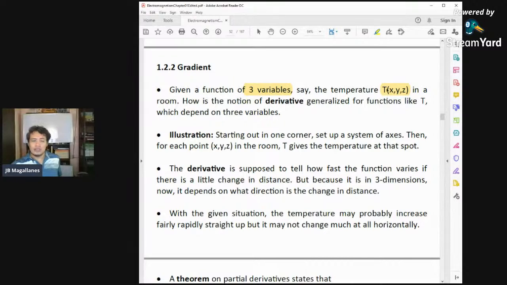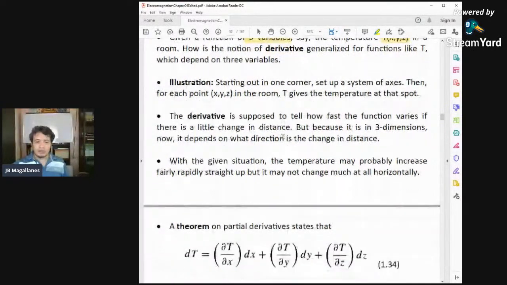So of course, this is a continuous function. So how do we generalize the derivative? Because from one point to another point, you are changing not only x, not only y, or not only z, but all of the 3. So to generalize the derivative, you have to do this.